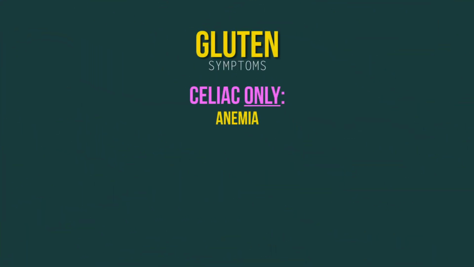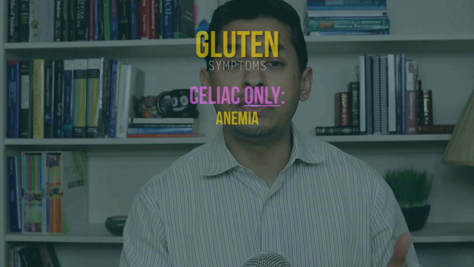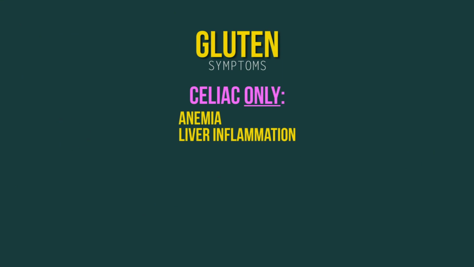Now, there are some symptoms that are more specific to celiac disease and not to non-celiac gluten sensitivity. For example, you may become anemic with celiac disease, meaning that your blood count is low because you have difficulty absorbing iron, but not with non-celiac gluten sensitivity. You may have some liver inflammation with celiac disease, but not with non-celiac gluten sensitivity. You may have some vitamin deficiencies, vitamin D, vitamin E, vitamin A, and vitamin K, with celiac disease, but not, you got it, with non-celiac gluten sensitivity.